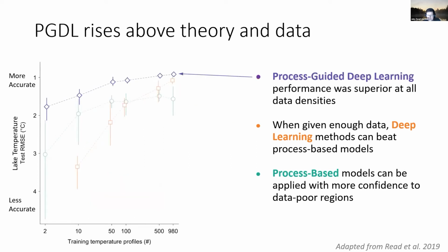But our process-guided deep learning model has custom loss functions, a structural awareness of time, and is pre-trained on process-based model output. It was superior in performance across all data sparsity conditions. So even with the 2 days of temperature observations, it was still outperforming this process-based model.